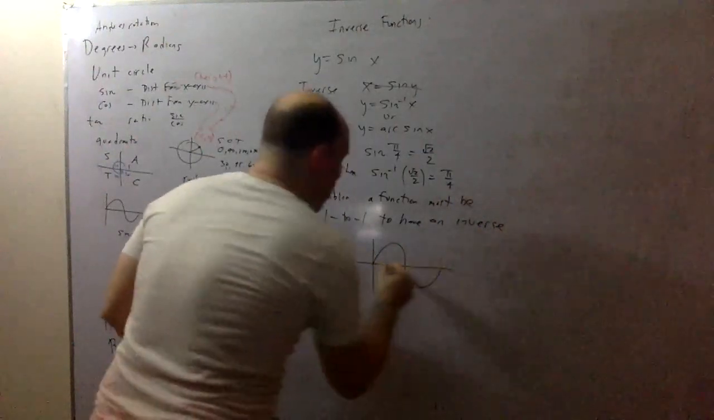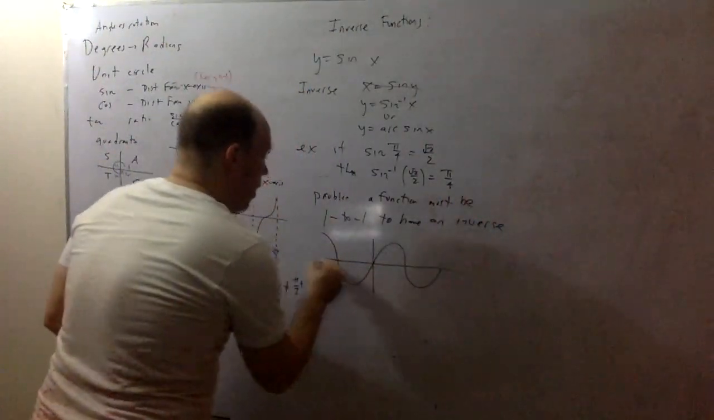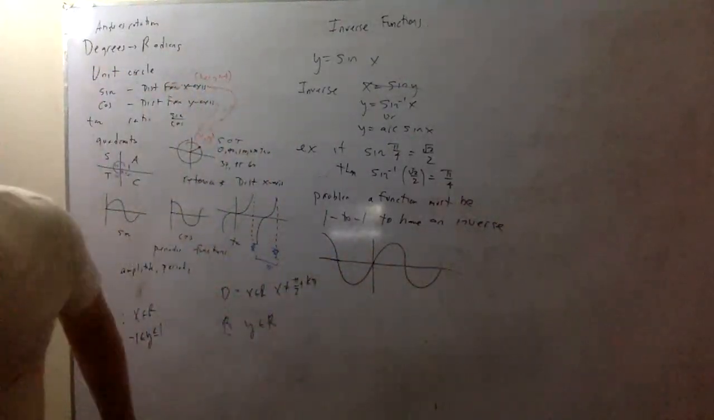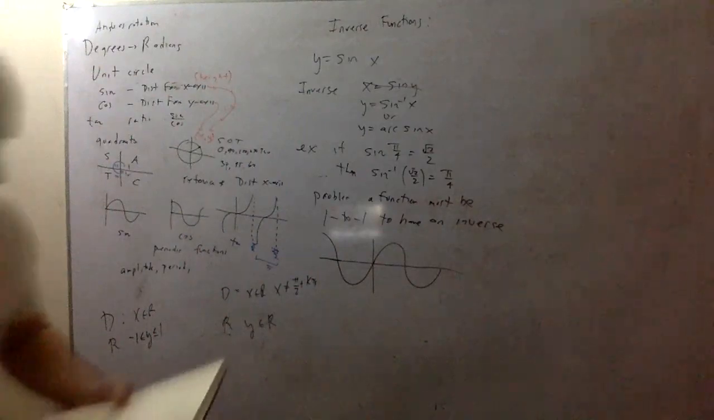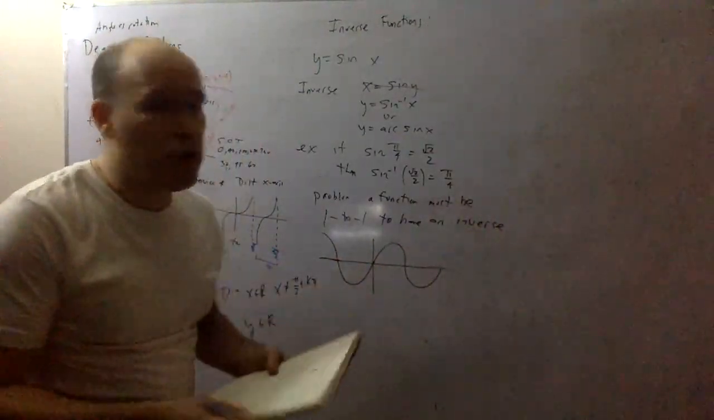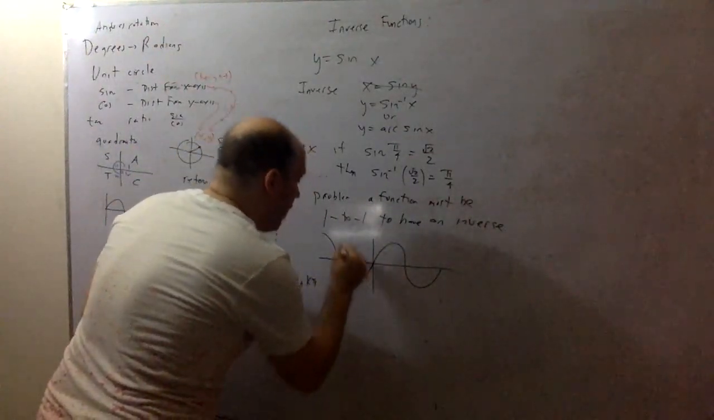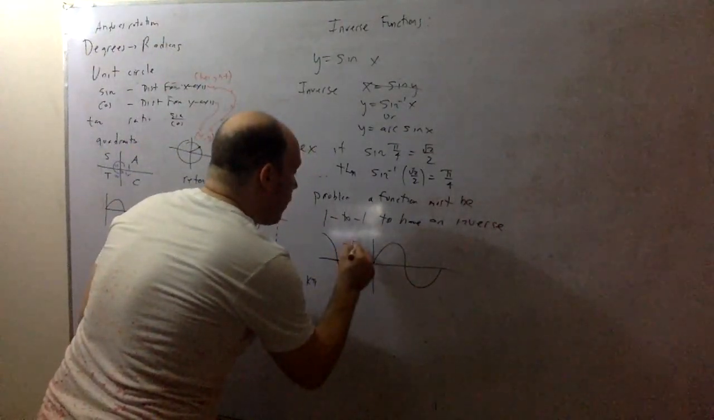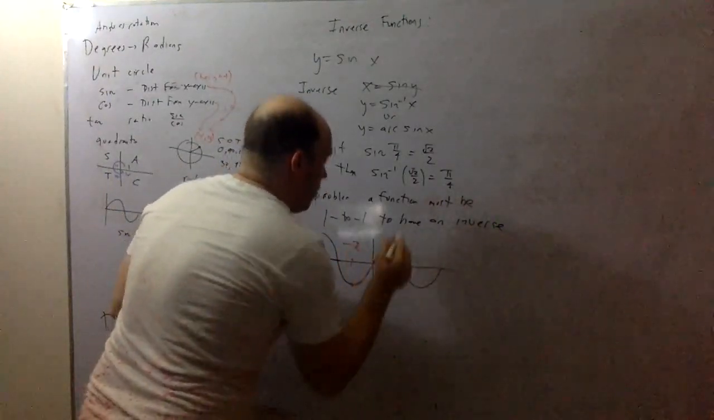We're going to keep going. And the idea is we need the part of the graph that is only 1 to 1. What we're going to do is we're going to restrict the domain. So we're going to start at negative pi over 2 and go up here.